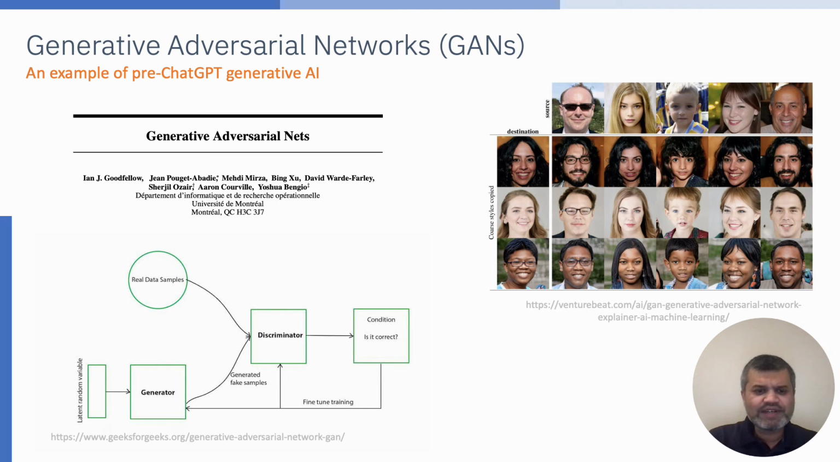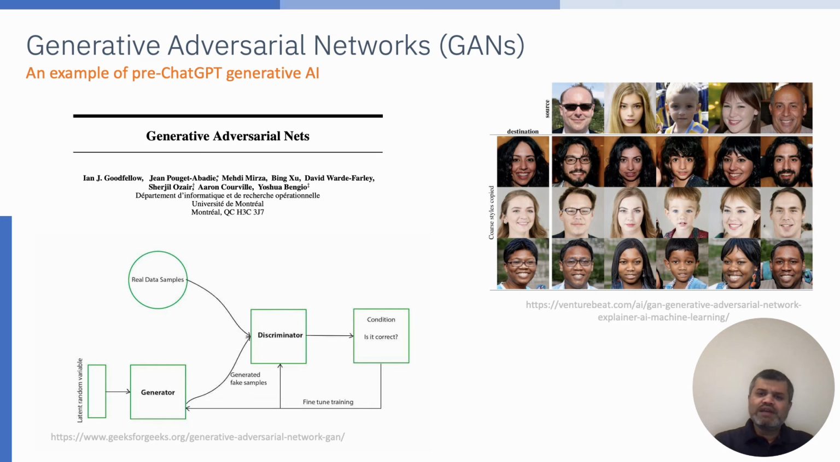Over time, the generator keeps learning how to make better and better images, or better and better data, and the discriminator learns how to be very good at telling the difference between the real data and the fake data. Once we keep on training these two in an adversarial manner, we reach a stage where the generator is able to generate very good images.